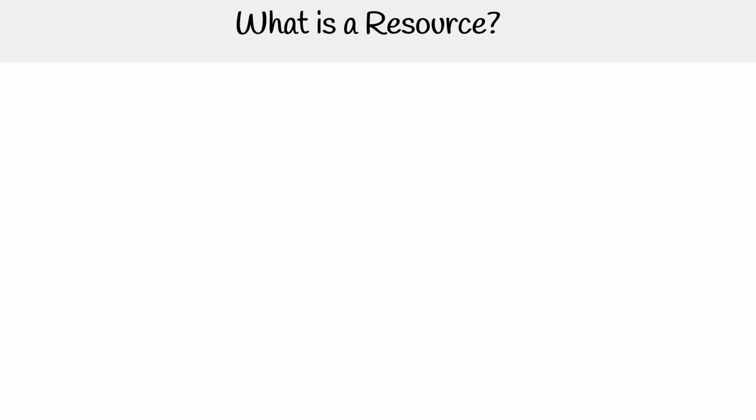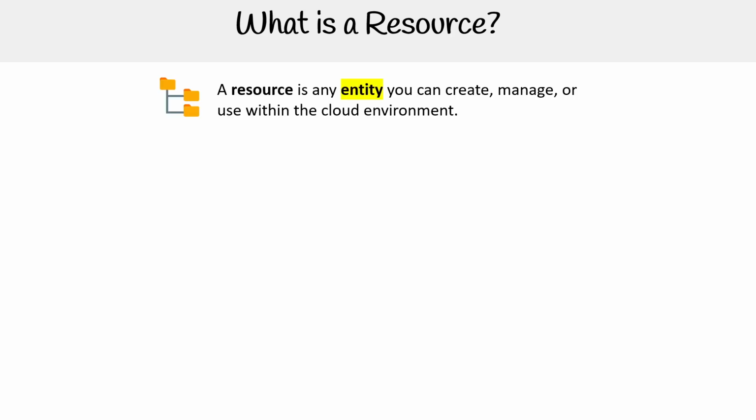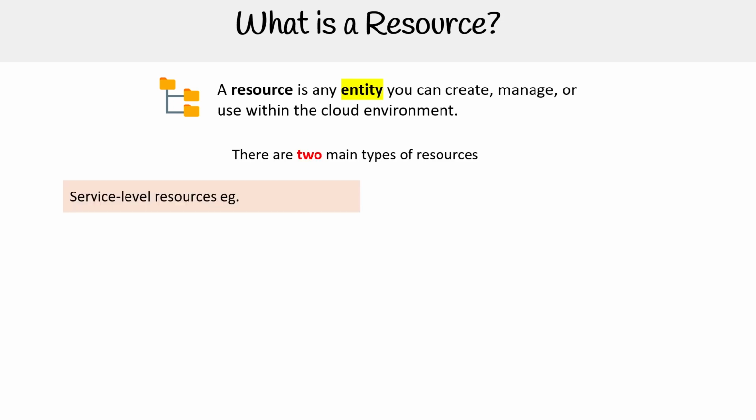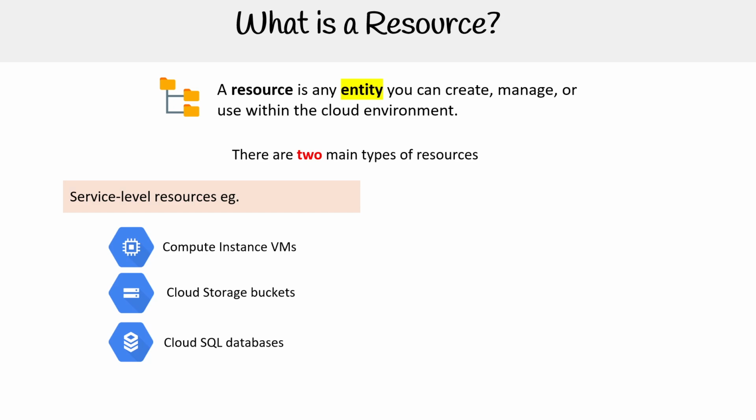Let's take a look at what is a resource within Google Cloud Platform. So a resource is an entity that you can create, manage, or use within your cloud environment. And there are two main types of resources. The first being service level resources. This is what you think of when you think of resources in any other provider. It's the actual things that you're launching, such as the virtual machines, your storage, or your databases.